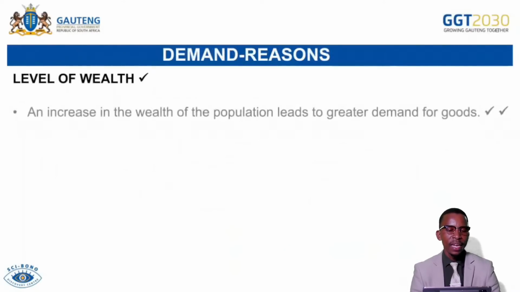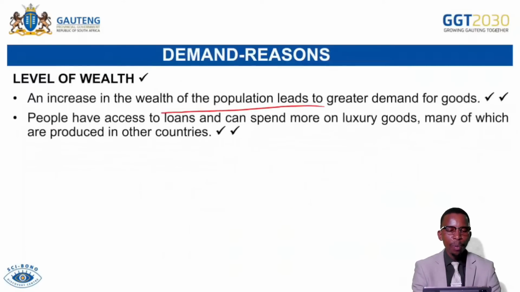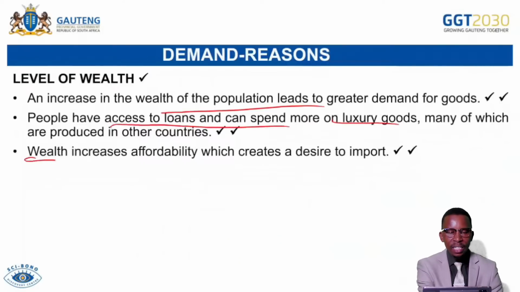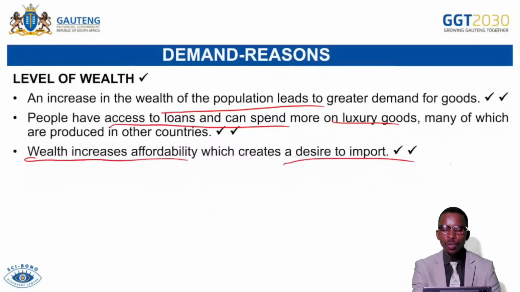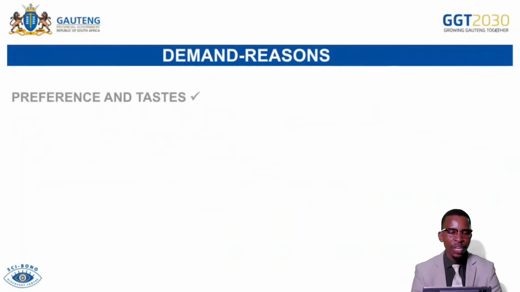Level of wealth. An increase in the wealth of the population leads to greater demand for goods and services. People have access to loans and credit facilities, which results in them demanding more luxury goods, many of which are produced in other countries, not locally. Wealth increases affordability and creates the desire to import. If people are wealthy, they have assets that can give them more money and they demand more imported goods and services, because it even affects the lifestyle of the population.